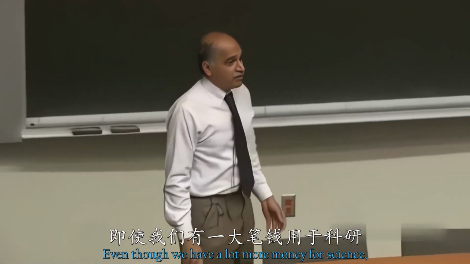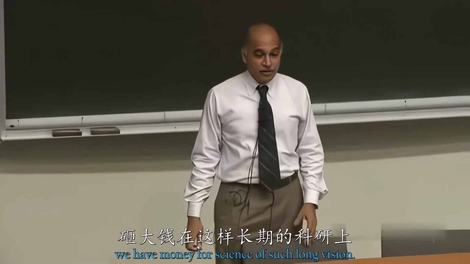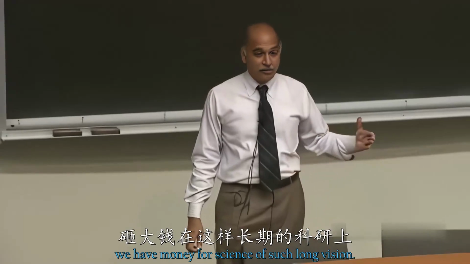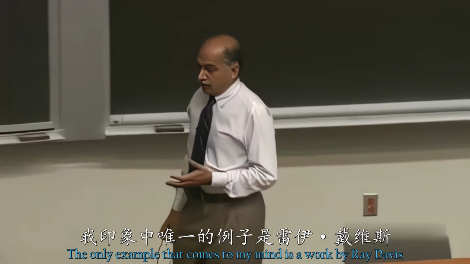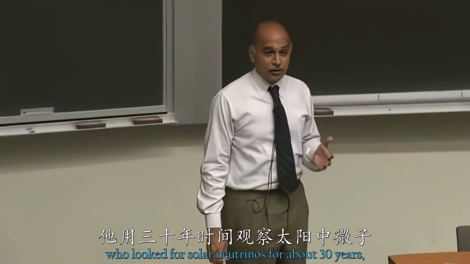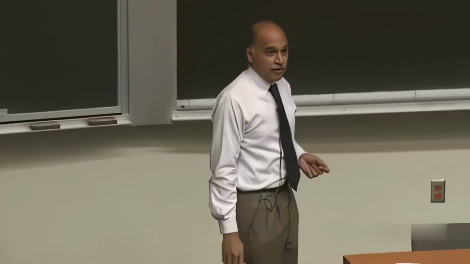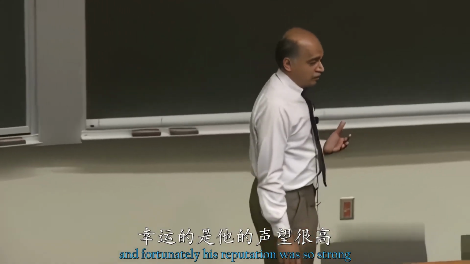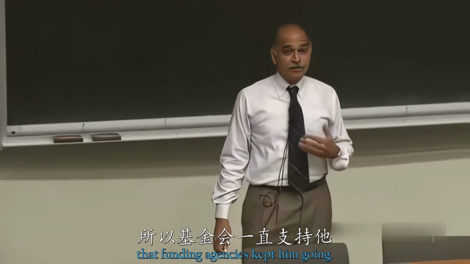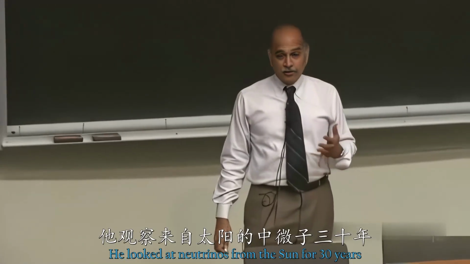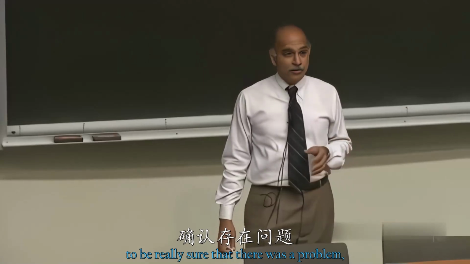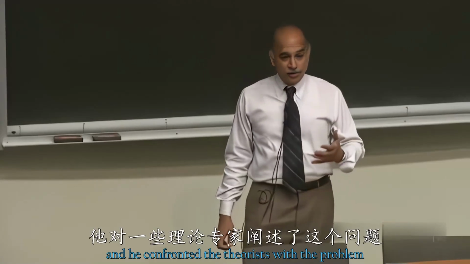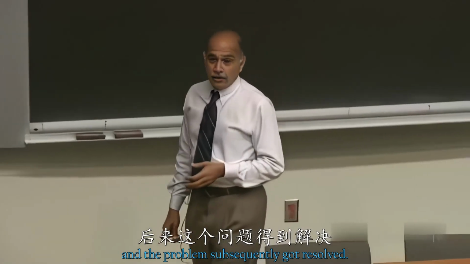Even though we have a lot more money for science, I don't think we have money for science of such long vision. The only example that comes to my mind is a work by Ray Davis, who looked for solar neutrinos for about 30 years. And fortunately, his reputation was so strong, funding agencies kept him going. He looked at neutrinos from the sun for 30 years to be really sure that there was a problem. And he confronted the theorists with the problem, and the problem subsequently got resolved.